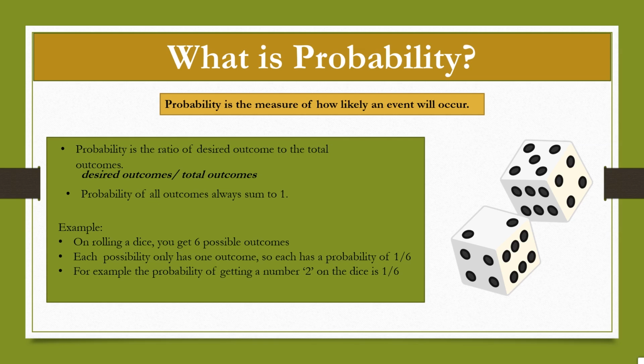Now, let's understand what exactly is probability. Probability is the measure of how likely an event will occur. To be more precise, it is the ratio of desired outcomes to the total outcomes. The probability of all outcomes always sums up to 1. Probability cannot go beyond 1.